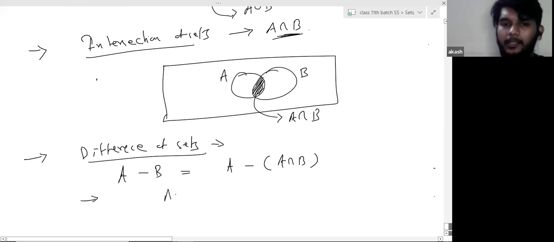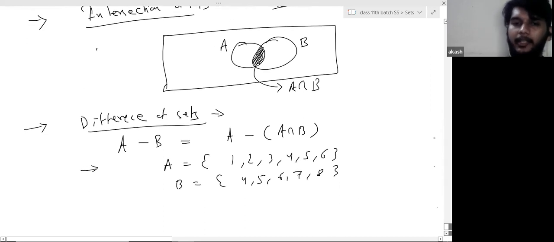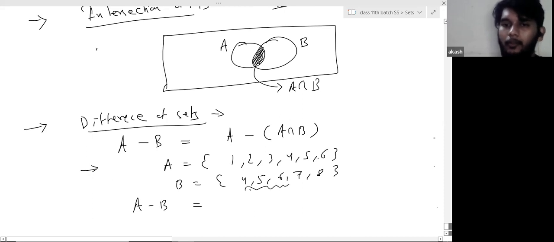If you have a set A, 1, 2, 3, 4, 5, and 6, and a set B, 4, 5, 6, 7, 8, and I tell you to find A minus B, this is called difference. You have to remove all the common elements from A. You are subtracting all the elements that are in B from A. This 7 and 8 cause no problem because only the common elements are 4, 5, 6. Remove those from A, you will get 1, 2, and 3. This will be the answer.